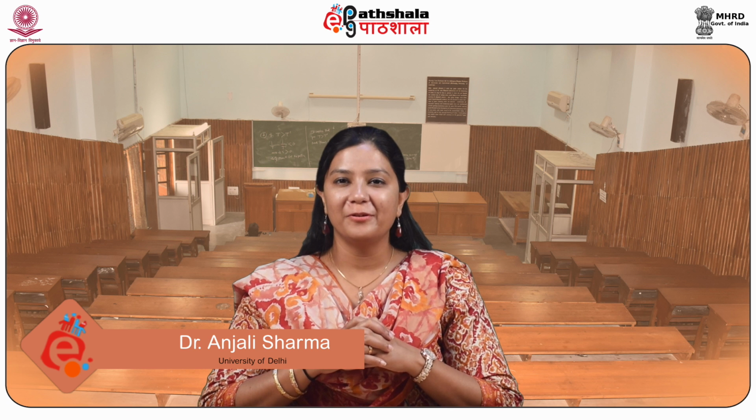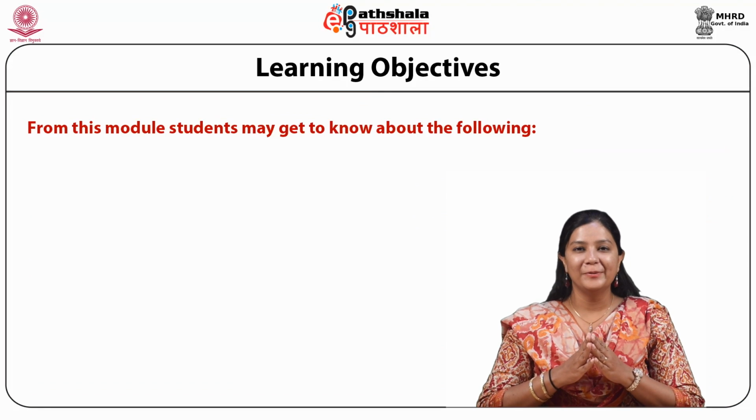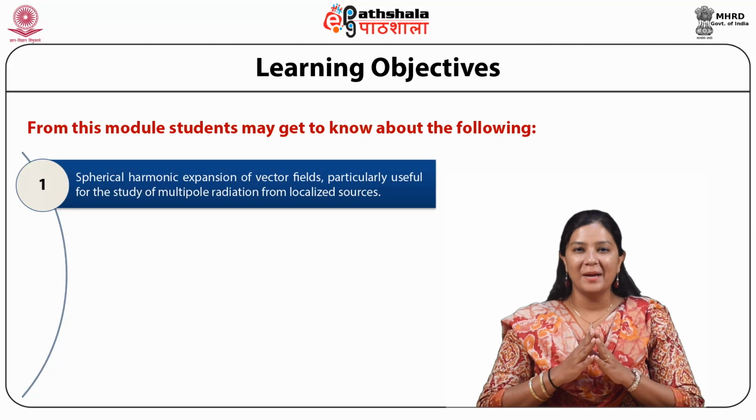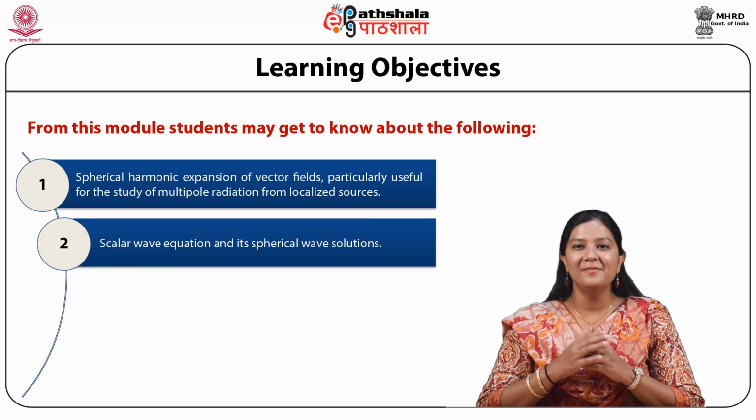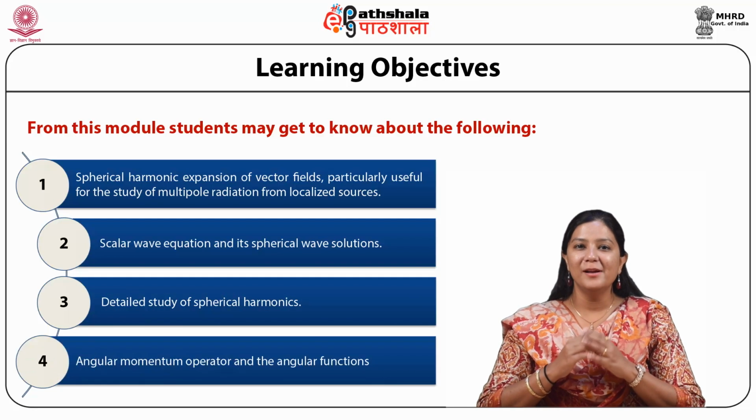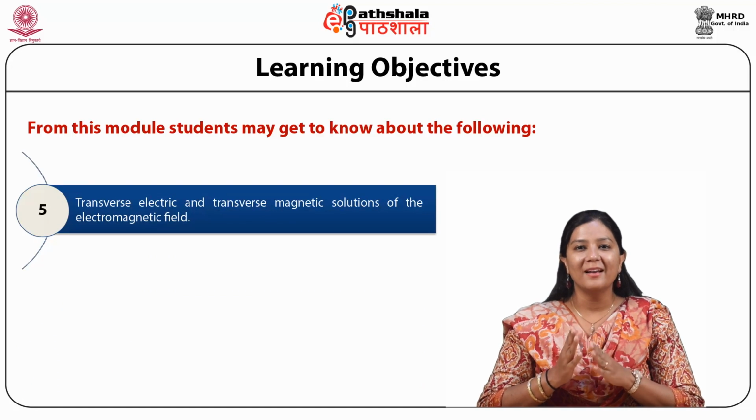Today we are going to talk on module Multipole Fields Part 1 under the paper Electromagnetic Theory. After completing this module, the students will be able to understand spherical harmonic expansion of vector fields, particularly useful for the study of multipole radiation from localized sources, scalar wave equation and its spherical wave solutions, detailed study of spherical harmonics, angular momentum operator and the angular functions, transverse electric and transverse magnetic solutions of the electromagnetic field.